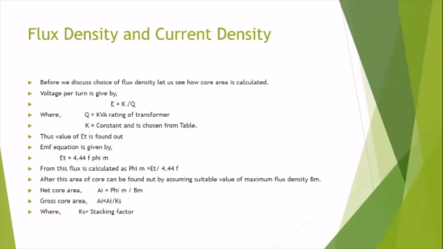After this, the area of core can be found out by assuming a suitable value of maximum flux density BM. Net core area AI is equal to PHIM by BM, and gross core area AGI is equal to AI by KS, where KS is the stacking factor.